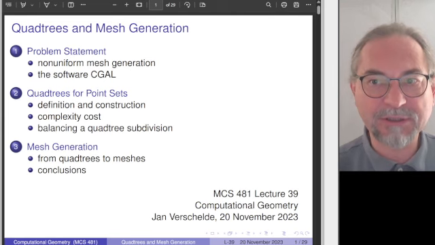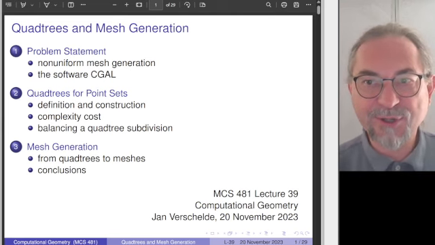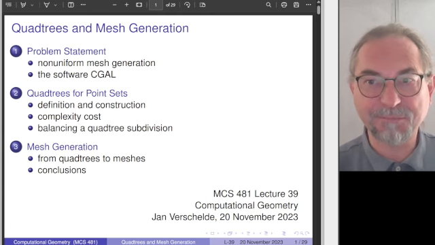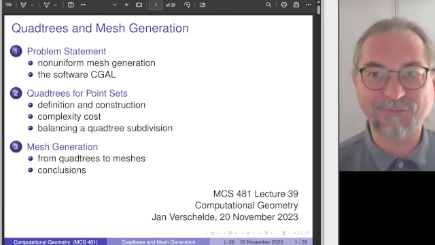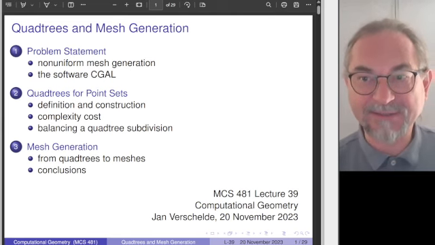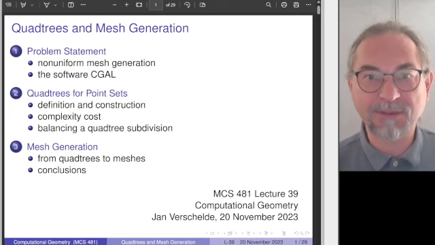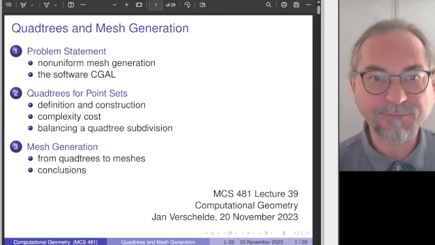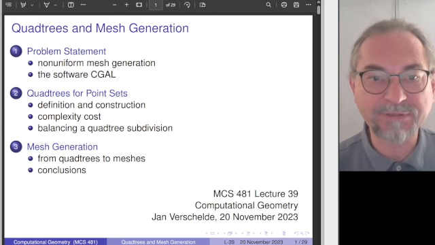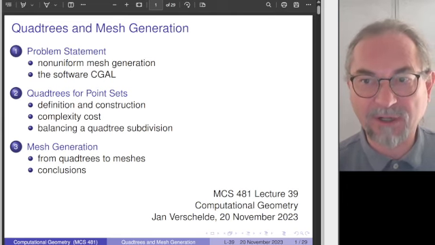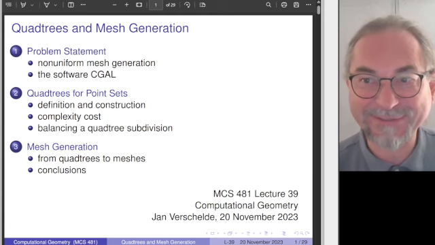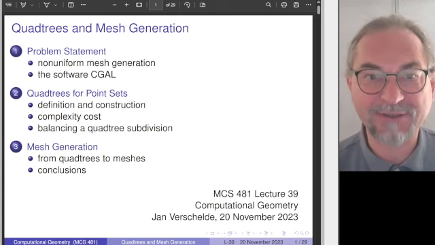The quadtrees are a data structure which is very useful for mesh generation, but also very useful for the context within this course, in the sense that it is a simple data structure. So what's the problem? What are quadtrees and how are they used for mesh generation? This is the structure of this lecture.